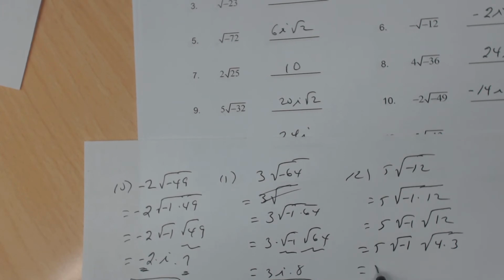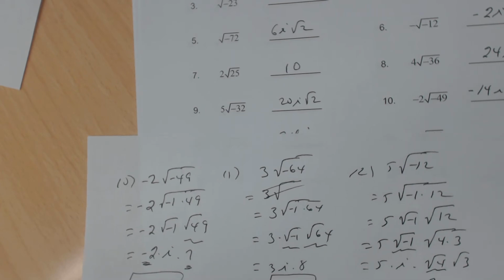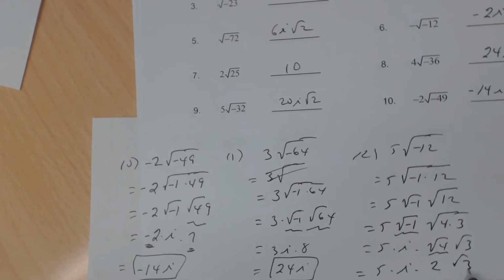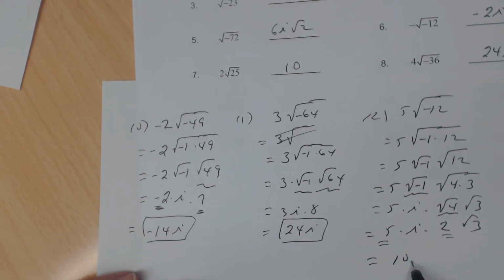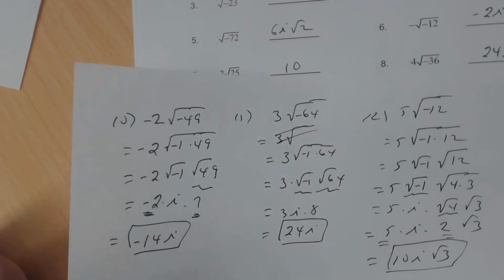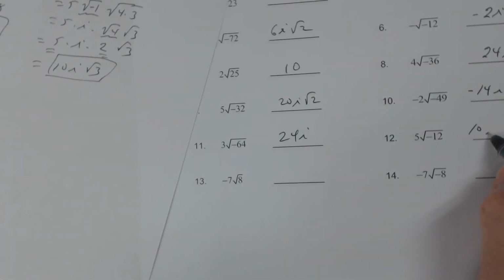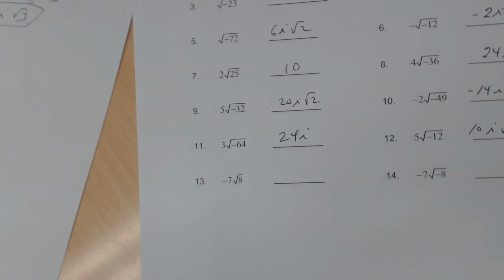And so I get 5. Square root of a negative 1 is i. So I can write this as square root of 4 times square root of 3. So I get 5 times i times 2. Square root of 4 is 2 times square root of 3. 5 times 2 is 10. So I get 10i square root of 3. And again, you can skip some of these steps. So 10i square root of 3.